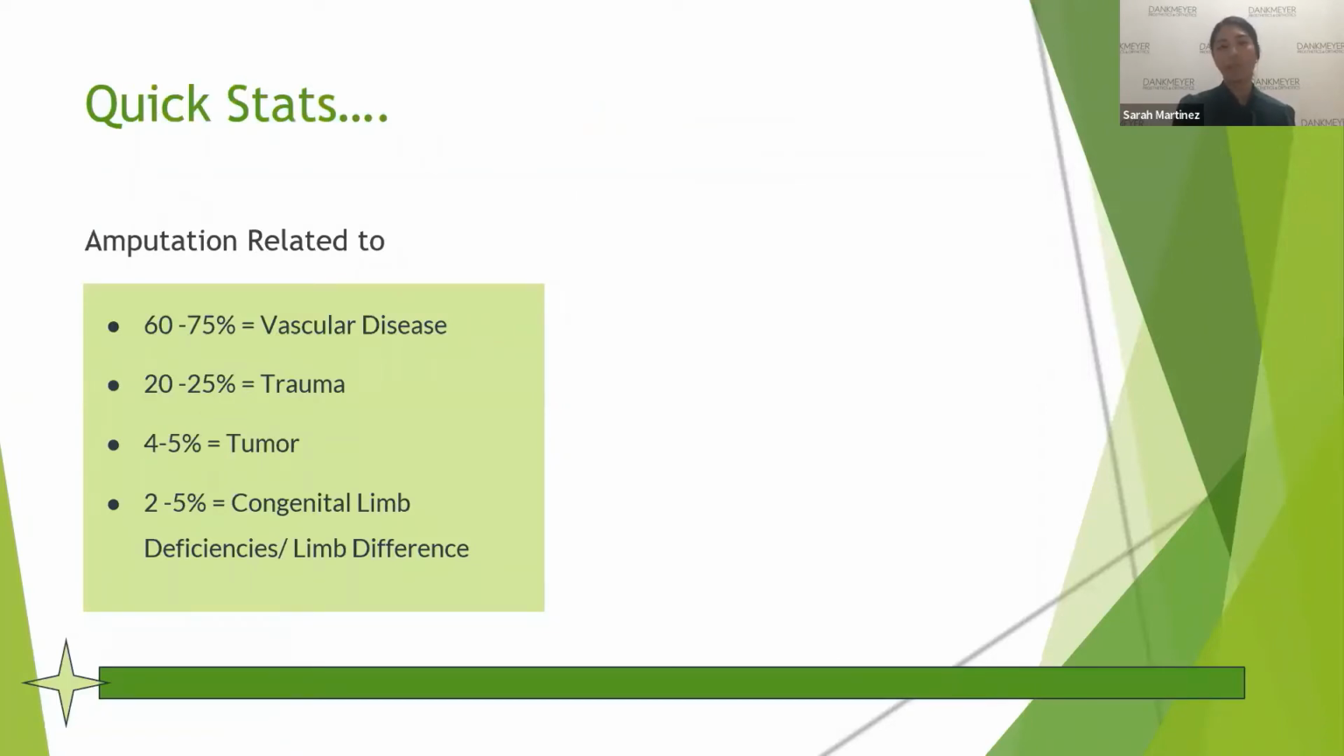But before that, we have some quick stats. Amputation related to vascular disease is at the top of the list of the causes of amputation, and that's over 50%, which is really high. And then 20 to 25% is trauma related, whether that be a motor vehicle accident or a fall. And then the third bullet point, tumor, could really say cancer, but that's 4 to 5%. And then the lowest percentage is going to be a congenital limb deficiency, or a limb difference that the patient was born with.